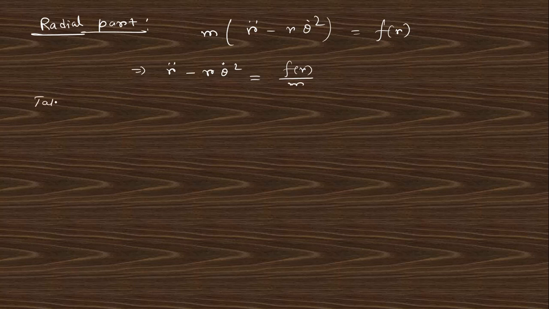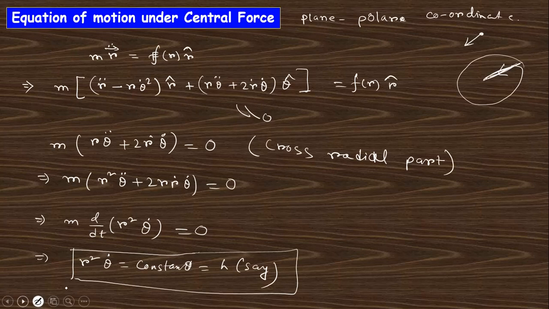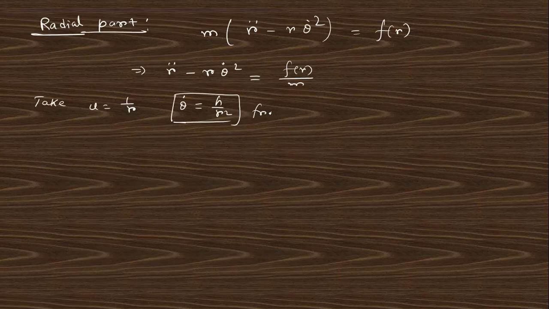Now if we take u equals 1 by r, then theta dot equals h by r square. This is obtained from the previous, where you can see theta dot equals h by r square. So you can write theta dot equals h u square, since u equals 1 by r, and r dot is nothing but dr dt.